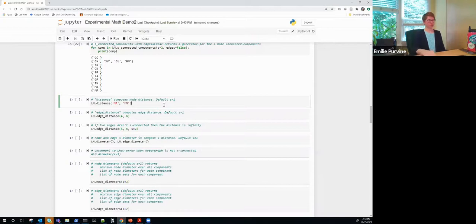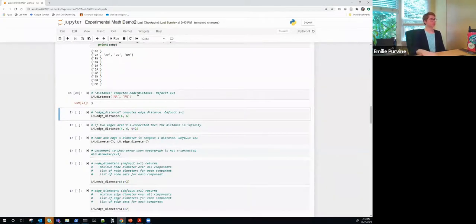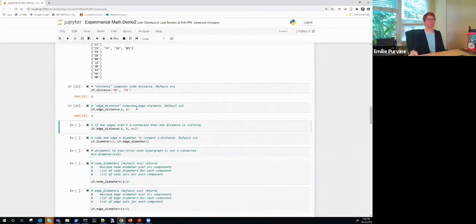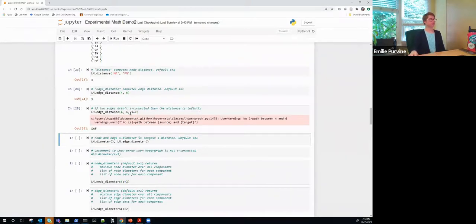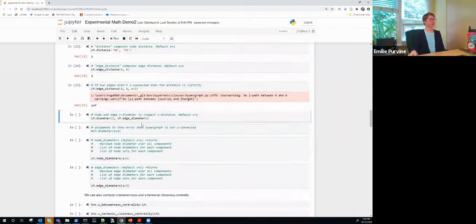You can compute the distance between any pair of vertices or edges. I didn't really talk about vertex distance, but it's edge distance in the dual. And you can see what happens if 2 vertices are not s connected. The default s is 1. If I put in s equals 2, you see that vertices 4 and 6, or edges 4 and 6, are not 2 connected, so the distance is infinity.